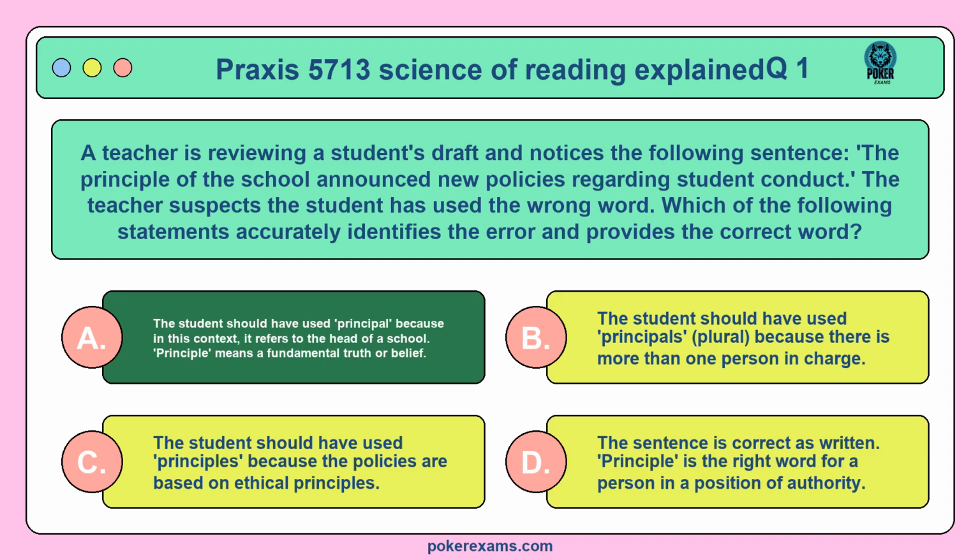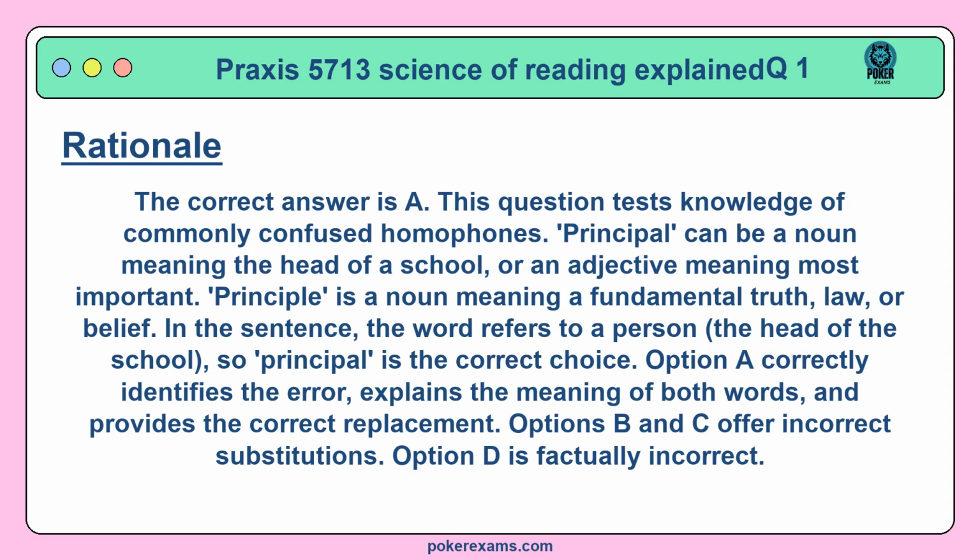The correct answer is A. This question tests knowledge of commonly confused homophones. Principal can be a noun meaning the head of a school, or an adjective meaning most important. Principle is a noun meaning a fundamental truth, law, or belief. In the sentence, the word refers to a person, the head of the school, so principal is the correct choice.